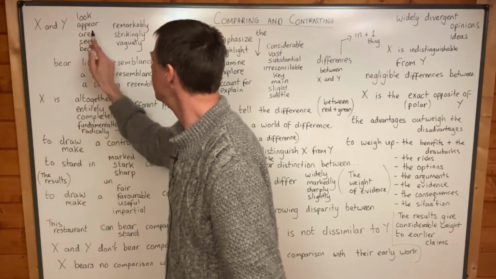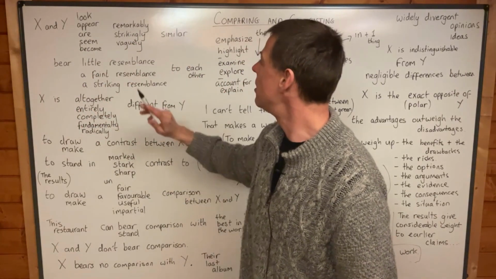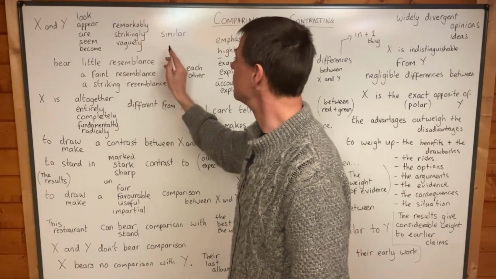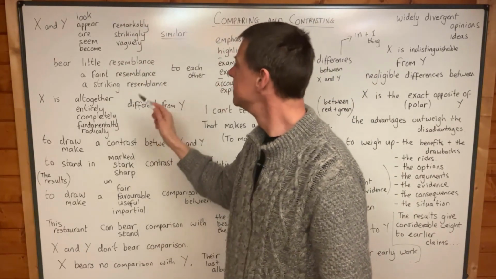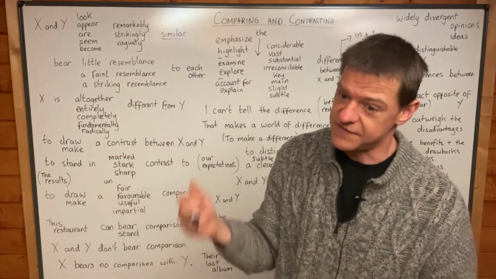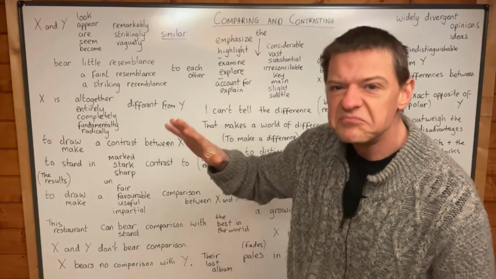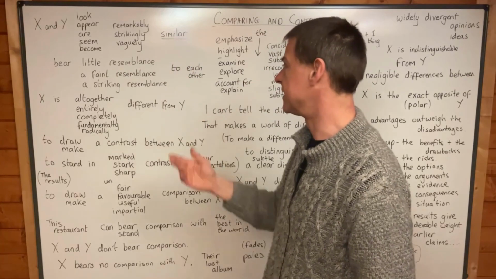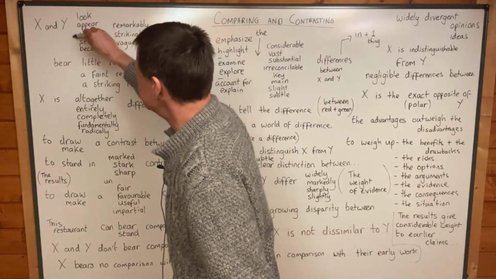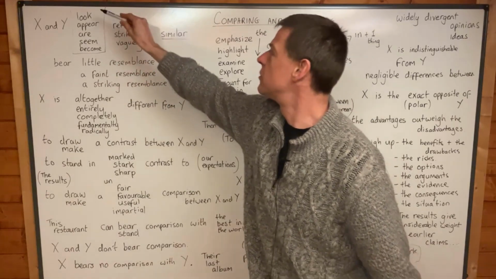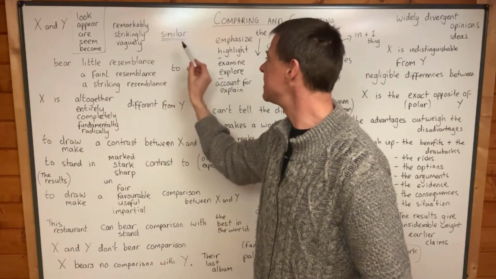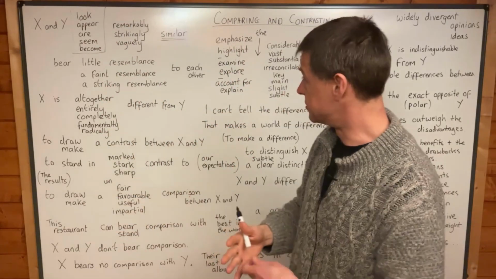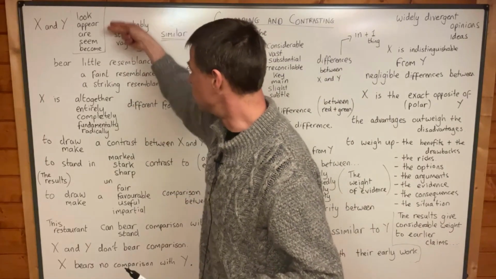X and Y look, appear, are, seem, become remarkably, strikingly, vaguely similar. So I'm trying to give you some adverbs that work with similar, and these work very well. And of course, remarkably and strikingly mean very similar. Vaguely means slightly similar. Remember this word vague, when it's not clear, it's vague. So vaguely similar. And notice that all of these are copular verbs, and that's because we need a copular verb when we use an adjective. Yeah, I am hot. Only copular verbs will allow an adjective as the subject complement. So that's why they're all copular verbs.